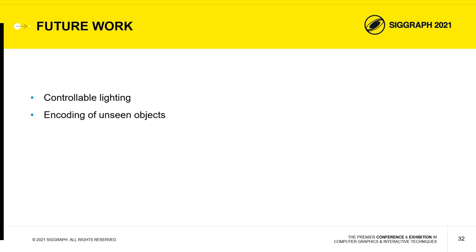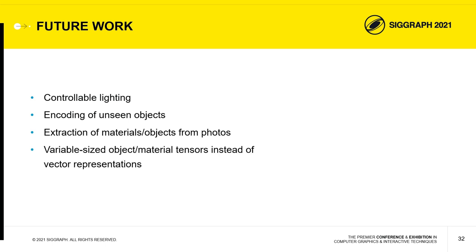In this current framework, we're also limited to only rendering objects seen during training, because we optimize their vector representations from the data. But here one could possibly introduce an encoder network that takes a voxel grid, for example, and encodes it into a vector representation. In addition to this, it would be interesting to be able to extract material and object representations directly from photos.